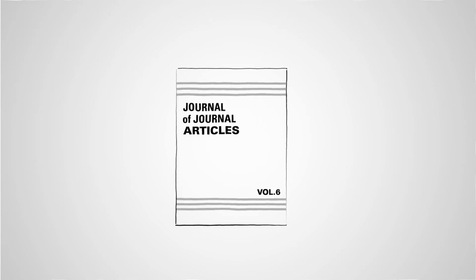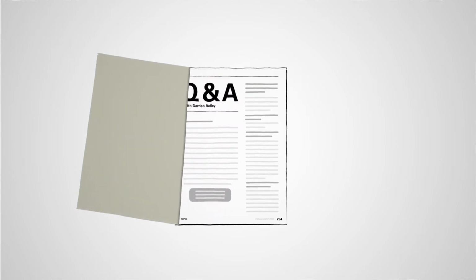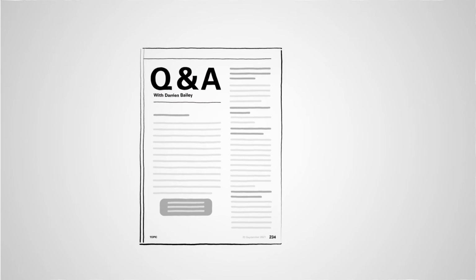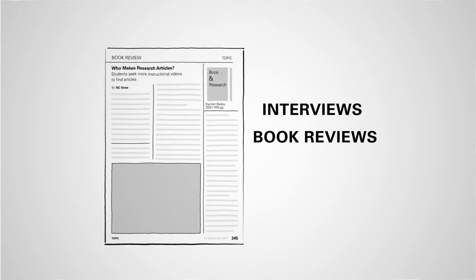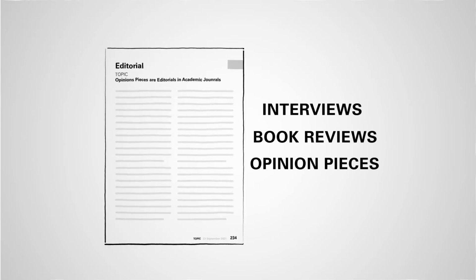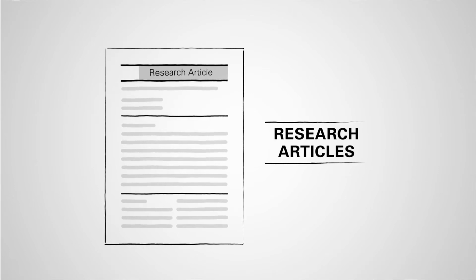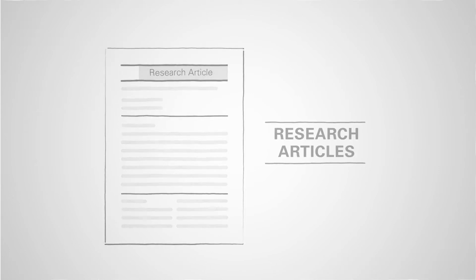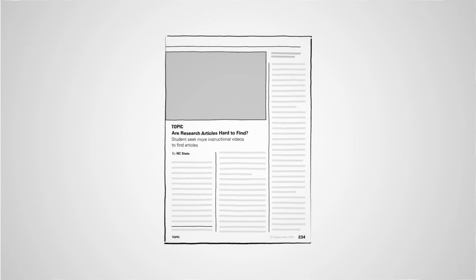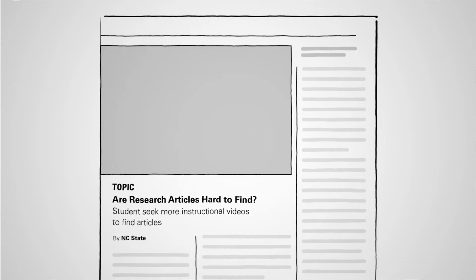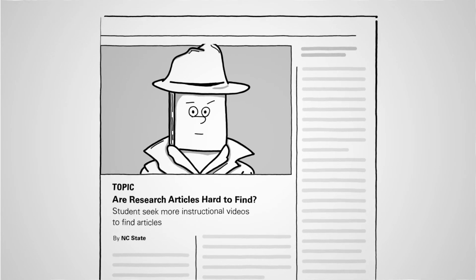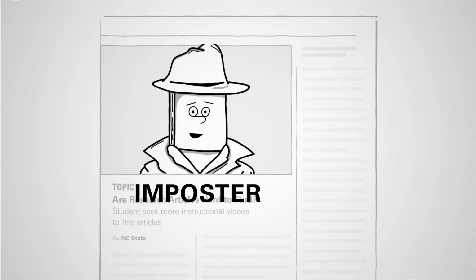But these journals publish more than research articles. Similar to magazines or newspapers, scholarly journals contain an array of content such as interviews, book reviews, and opinion pieces in addition to research articles, which is what you're looking for. Sometimes these may look like a research article, when in reality it is one of these other types of sources, or in this case, an imposter.